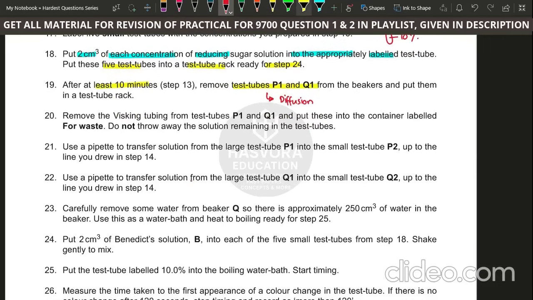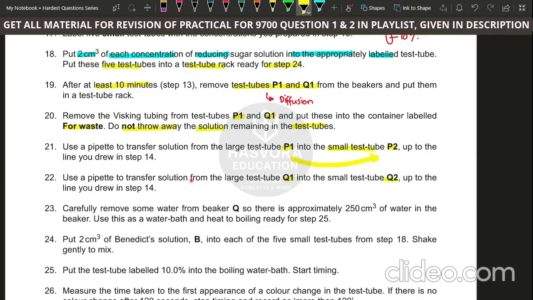So remove the Visking tubing from the test tubes P1 and Q1, put these into the container labeled for waste. Okay, so do not throw away the solution remaining in the test tubes. Okay, because you have to use it for the testing. Use a pipette to transfer solution from the last test tube P1 into a small test tube P2. Now you are saying that what we are doing is that we are using the P2 for the testing. Okay, so up to the line you drew in step 14, use the pipette to transfer from the last test tube Q1 into a small test tube Q2.